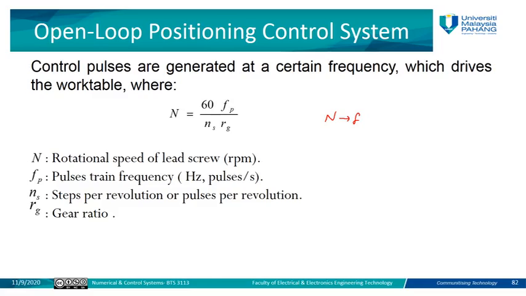So there is usually a direct relation between the speed and frequency. If n here is the rotational speed of the screw, fp is the pulse train frequency, the unit of frequency is hertz or pulses per second. Ns is the steps per revolution or pulses per revolution. Rg is the gear ratio. So this is the formula that relates the speed to the frequency, steps per revolution, and also the gear ratio.